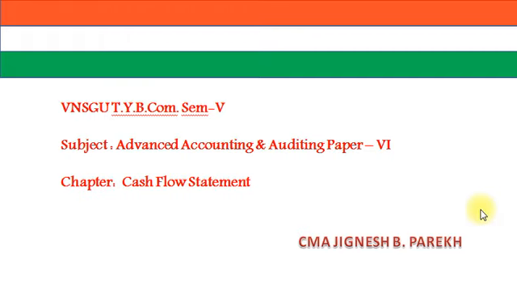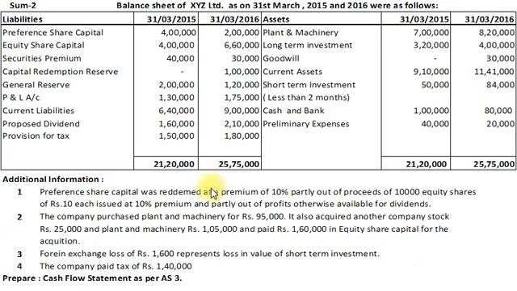Dear students, today we will solve one example of cash flow statement in Advanced Accounting and Auditing Paper 6 for TY BCom Semester 5, Veer Narmad South Gujarat University. Here is the question. We have a balance sheet of XYZ Limited as on 31st March 2015 and 2016.